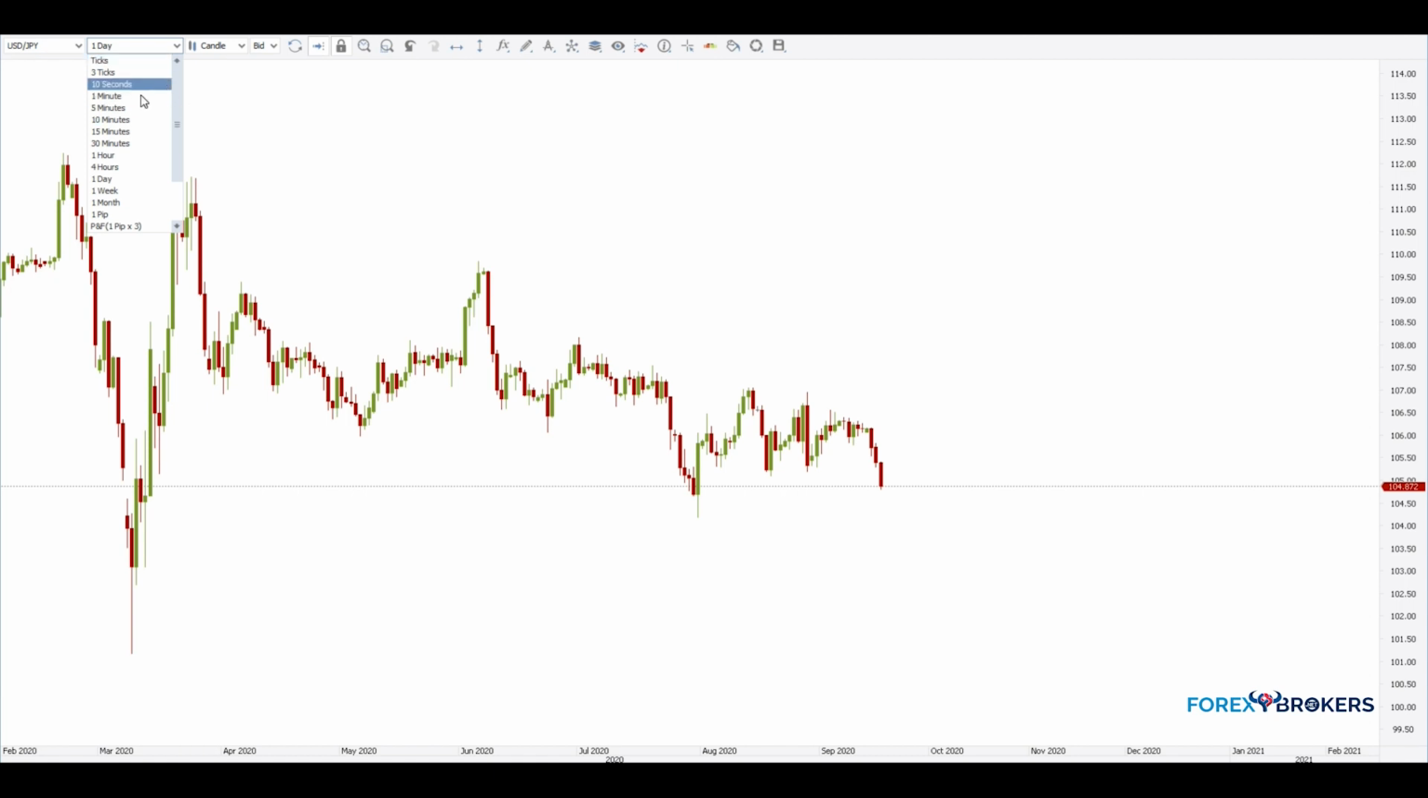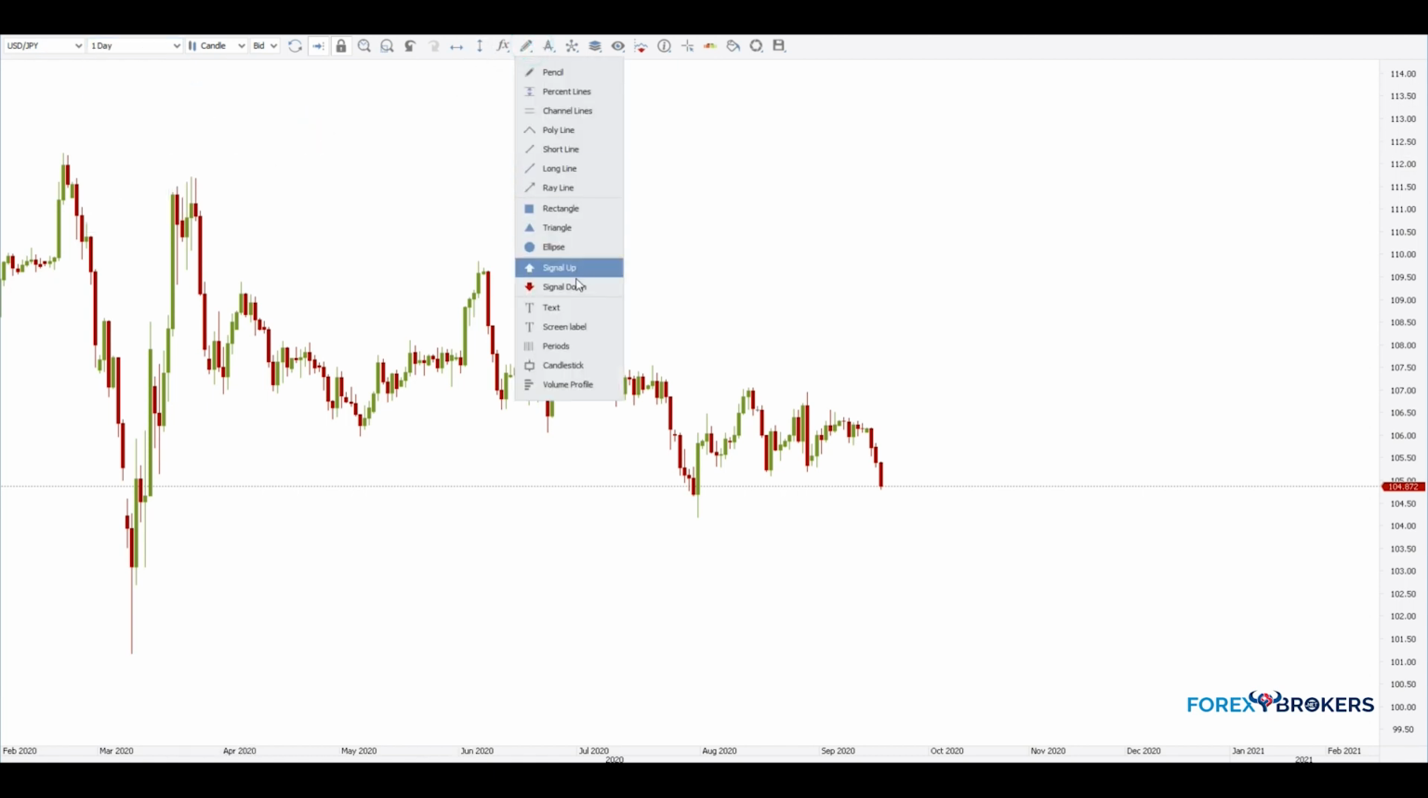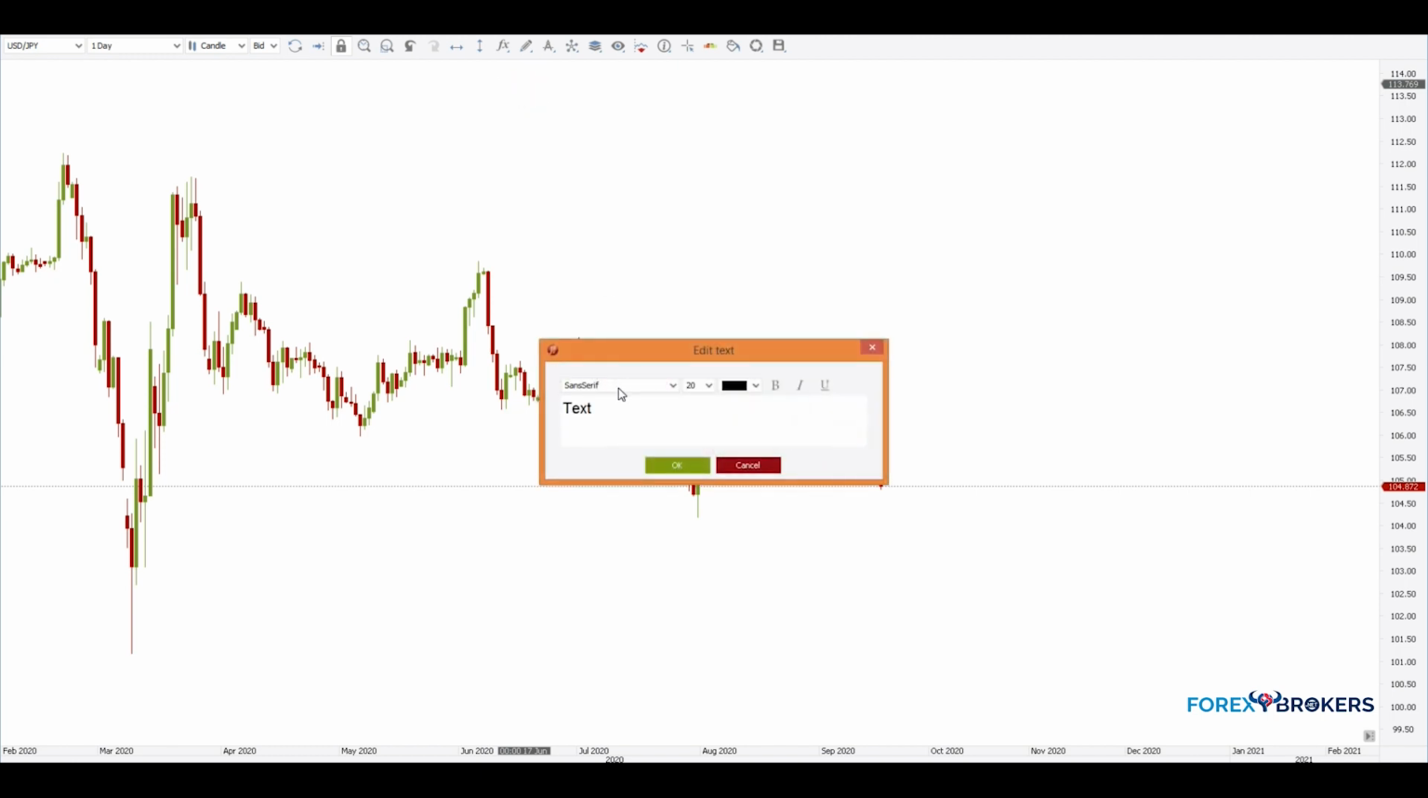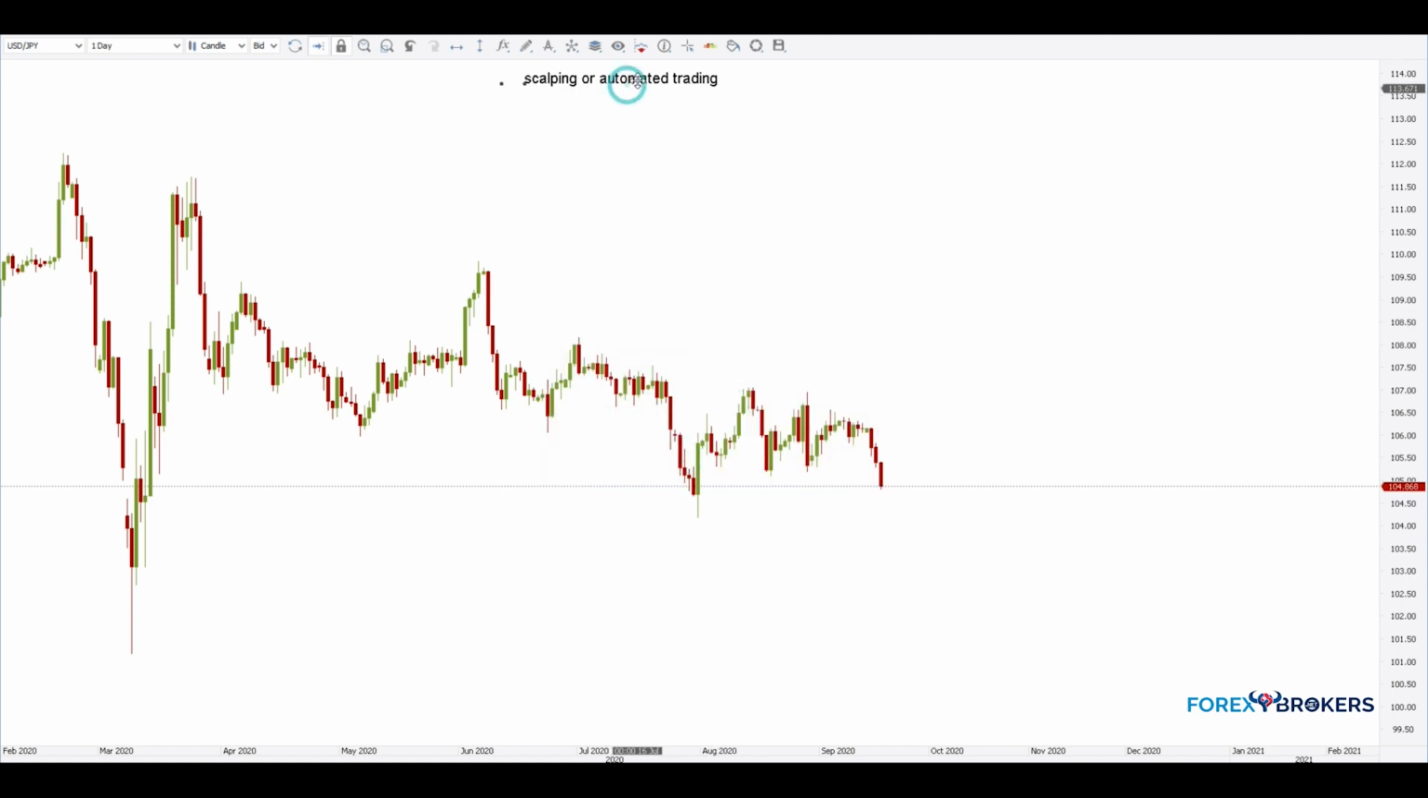And the lower time frames are dedicated to scalping or automated trading. Now, what is the difference between the two? Scalping can also be manual trading, and traders do scalp on time frames starting with the 1 minute chart all the way to the 15 minutes time frame, but not much more than 15 minutes.